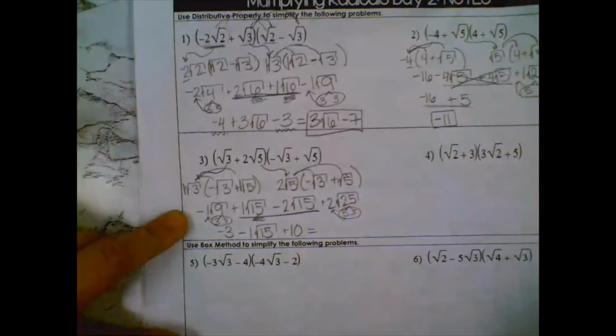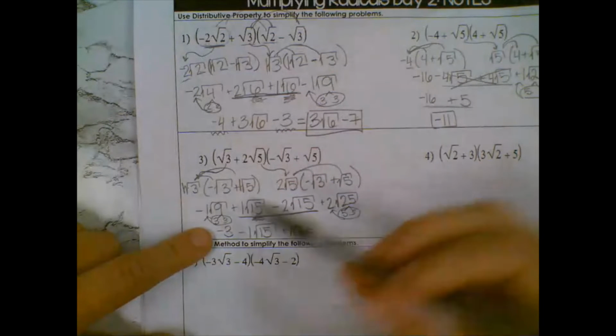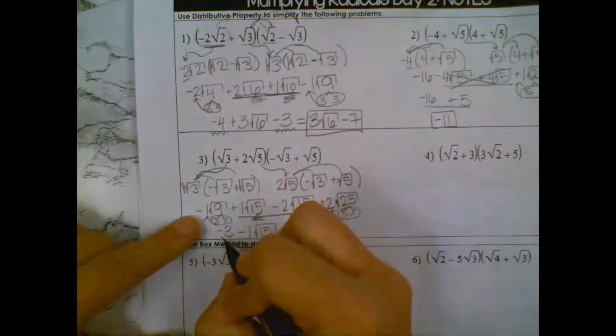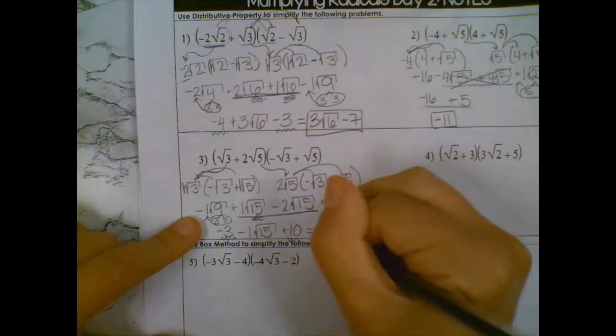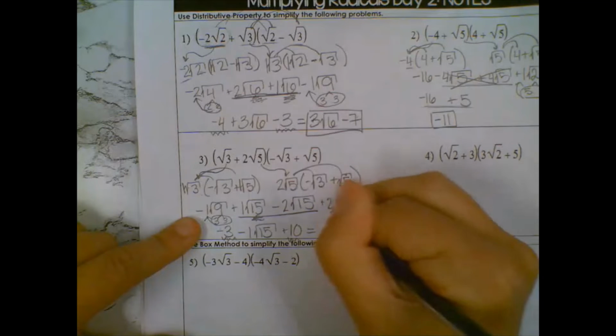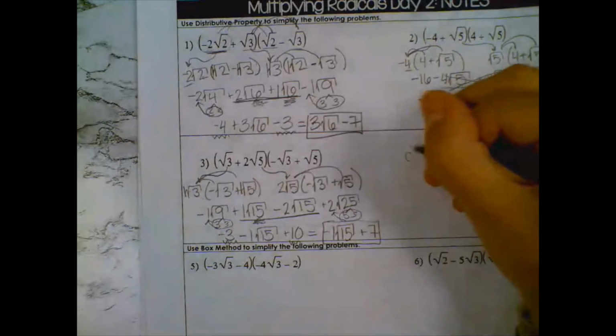Now, always double check if you have more like terms after simplifying. So here we actually do. We have a negative 3 and a positive 10. So those two will combine, and we end up with negative 1 root 15 plus 7. Leave number 4 for class, and we will look at box method.